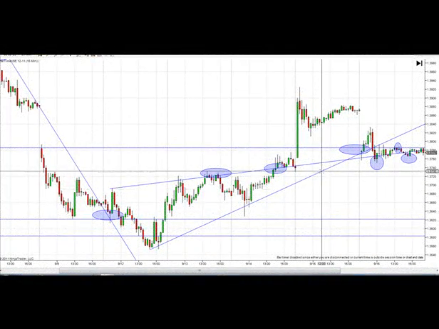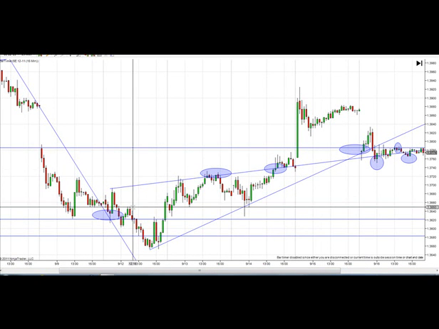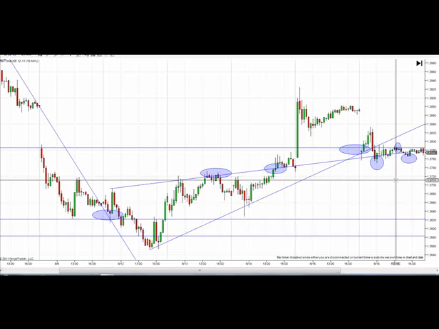Okay, welcome to the week in review here for the 6E contract, which is the Euro FX futures contract. Today we're going to be looking at the 5-day period between 9/12 and 9/16. That would be from starting here and ending here.